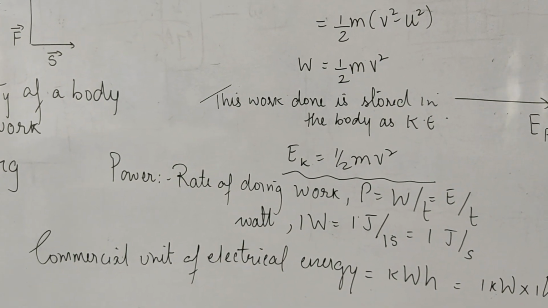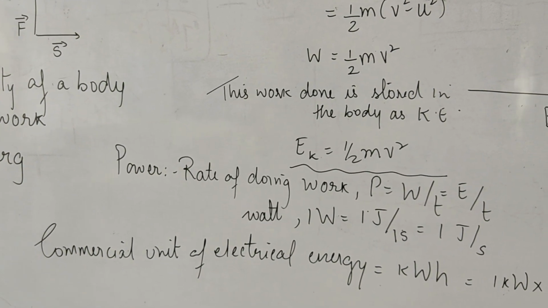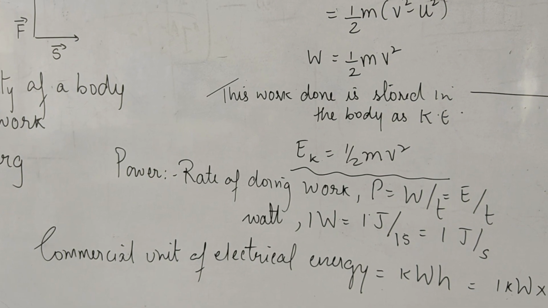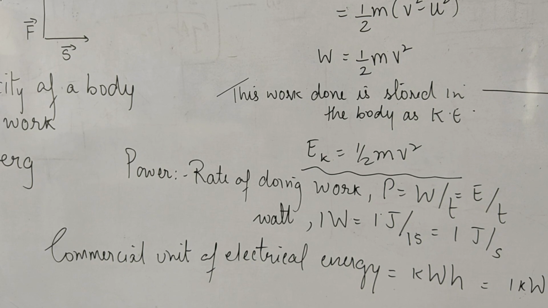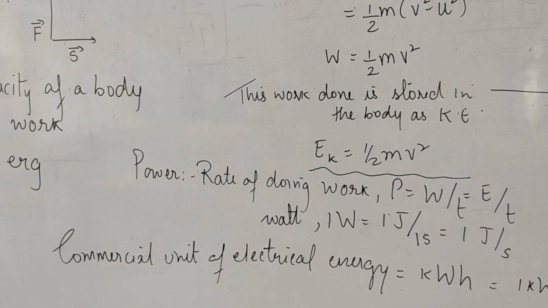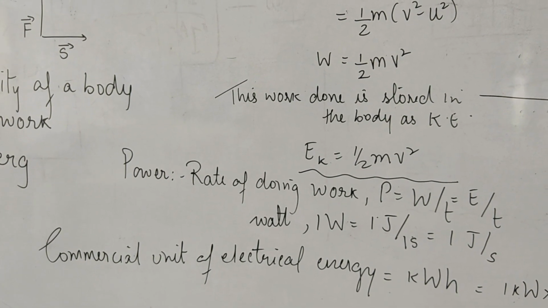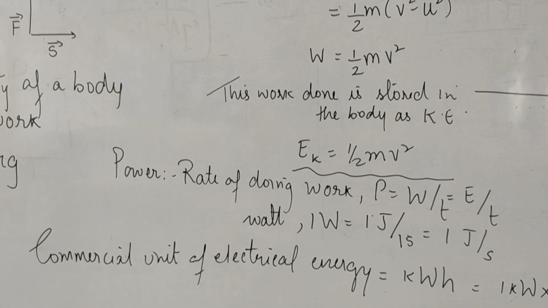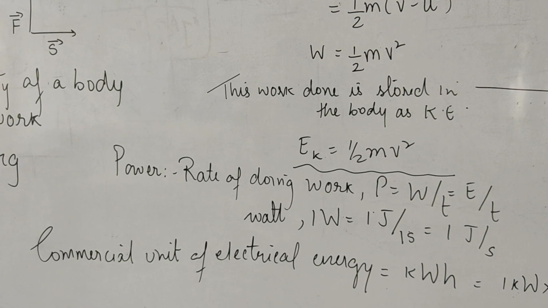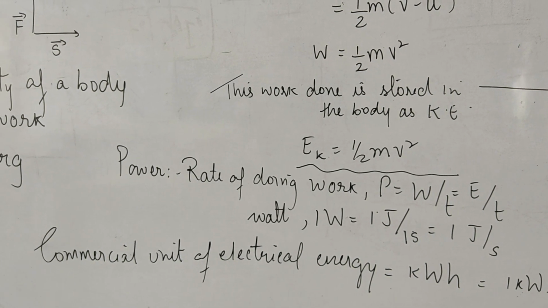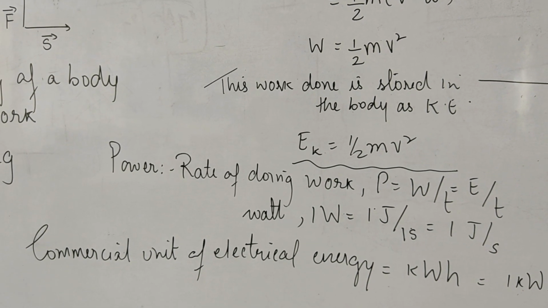Now the last term here is power. Power is defined as rate of doing work. So power of a body is defined as its rate of doing work, or rate of consumption of energy. So formula for power is P is W over T or E over T. So work done in unit time or energy consumed in unit time is called power of the body. It is a scalar quantity with SI unit watt. 1 watt, we can see from the equation, is 1 joule per second. So we can define 1 watt as the power of a body which does 1 joule of work in 1 second, or which consumes 1 joule of energy in 1 second.